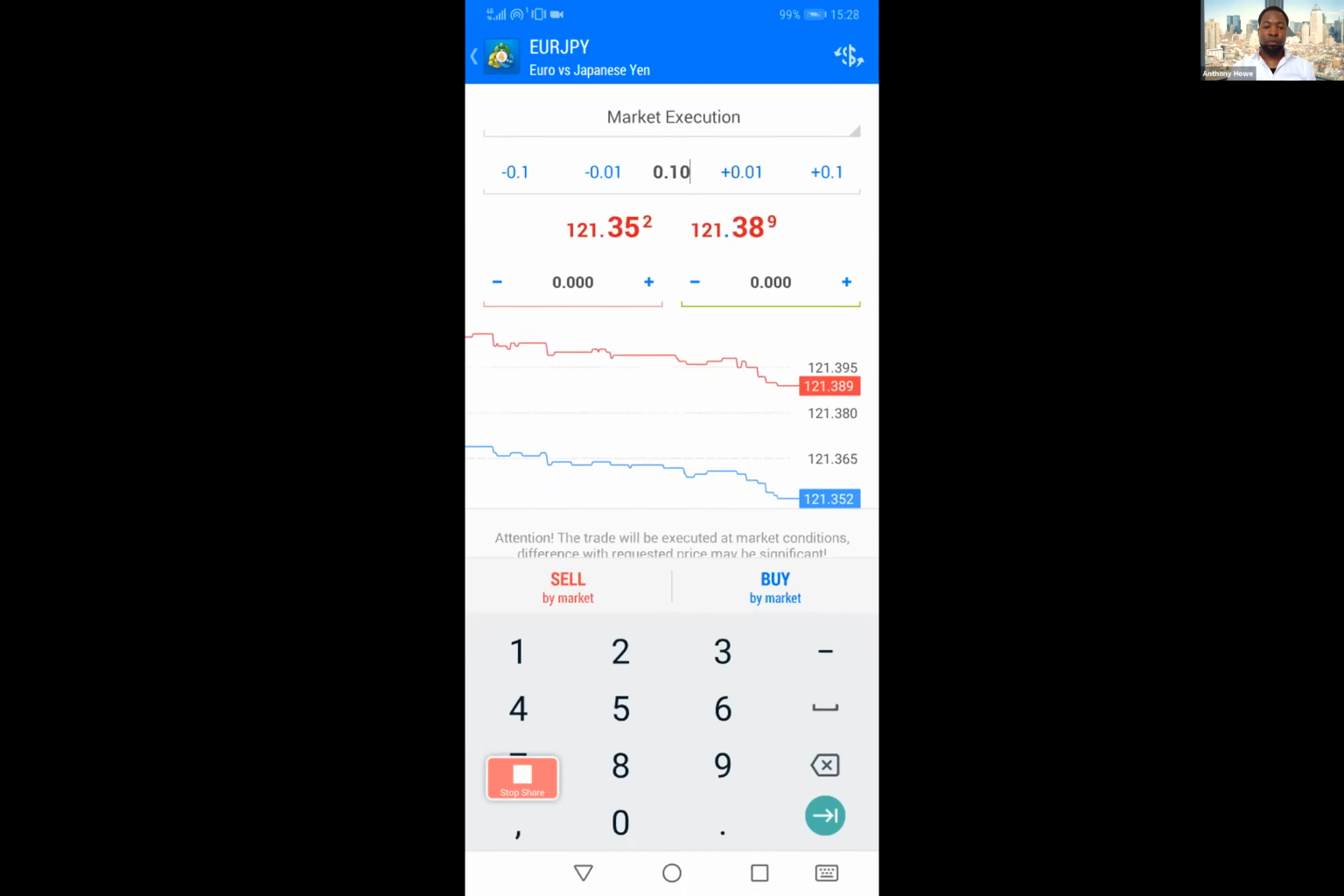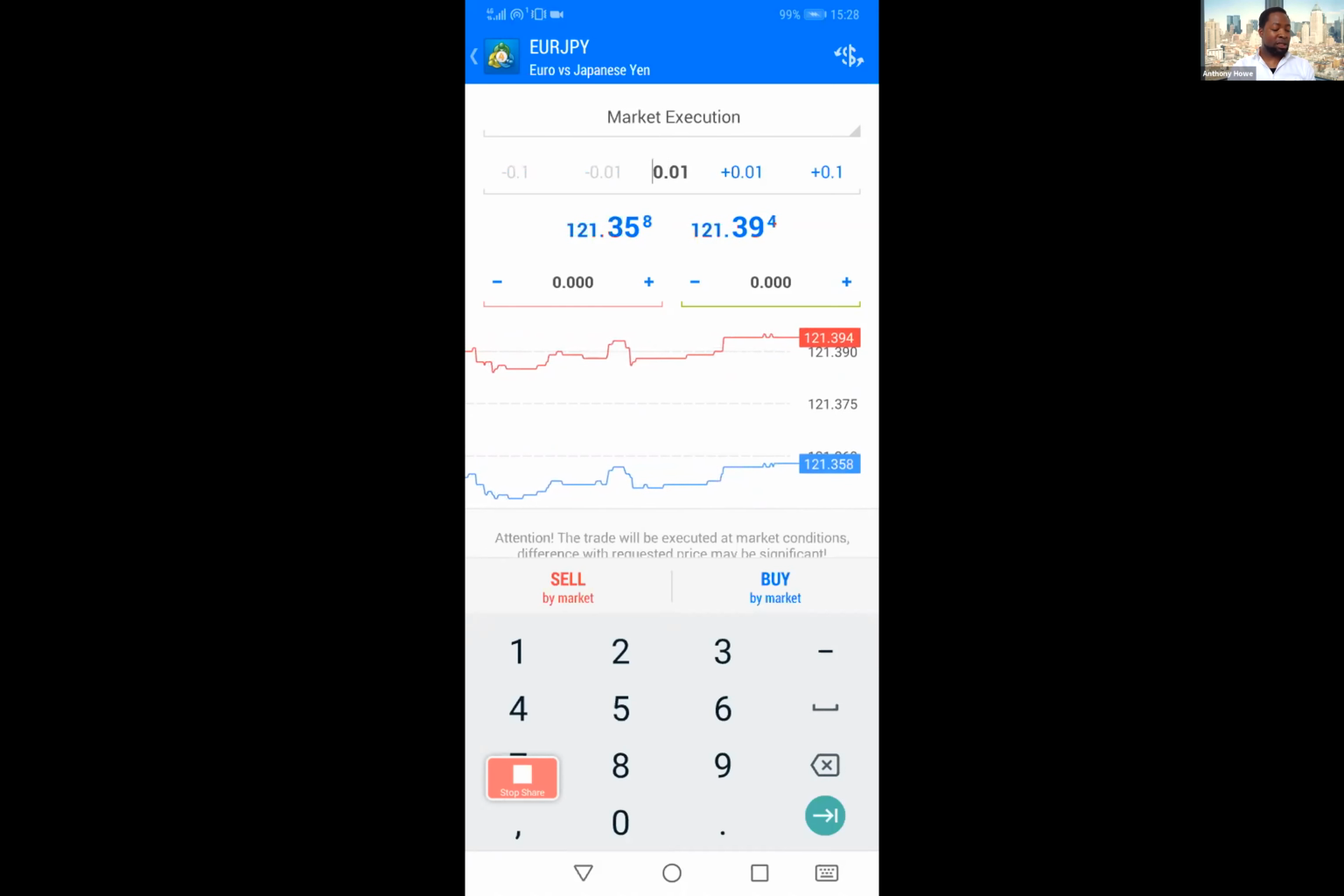0.10. That's $1. Let's say I want you to put 30 cents onto the trade. What would the lot size be? Normally, when you write out 30 cents, you'd write down 0.30, right? Well, move the decimal place one place to the left. That will tell you what the lot size is.